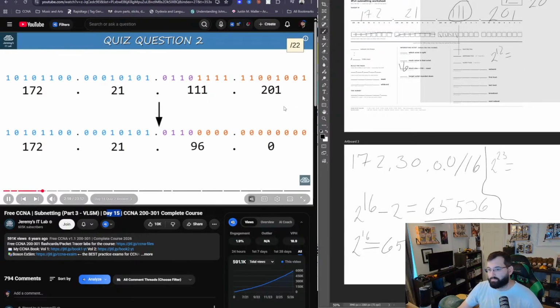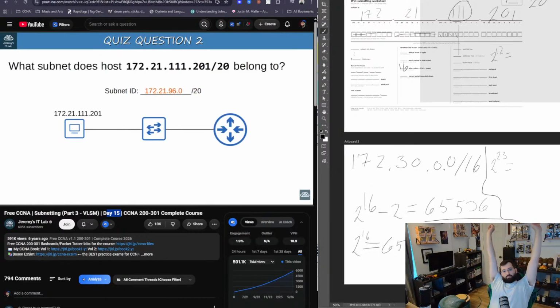Convert the address back to dotted decimal, and that's the answer. So, host 172.21.111.201/20 belongs to the subnet 172.21.96.0/20. Let's check the answer for question 3 next.